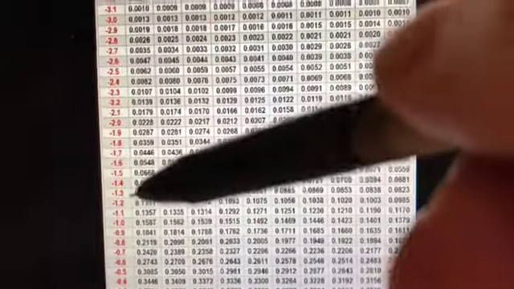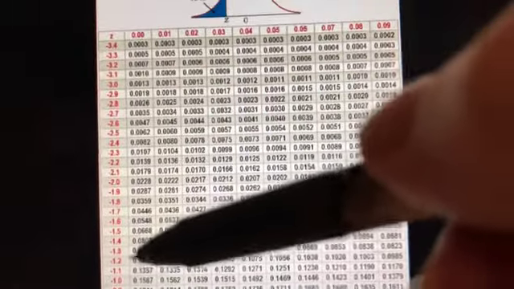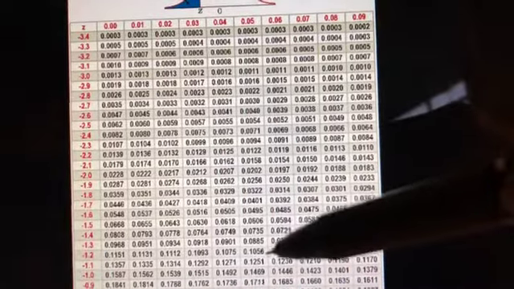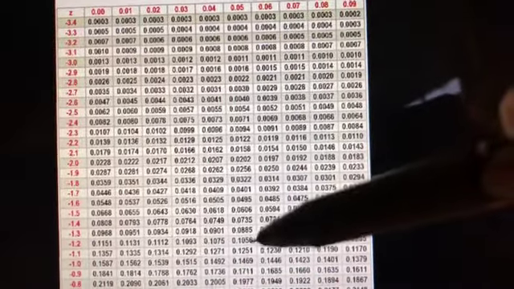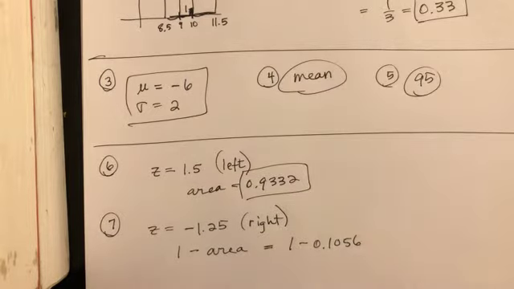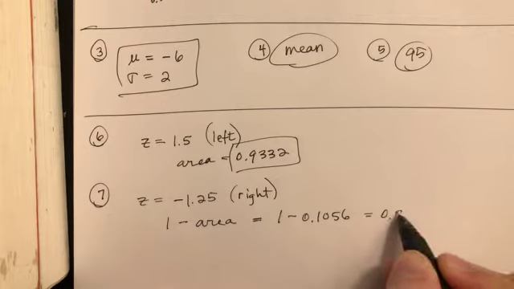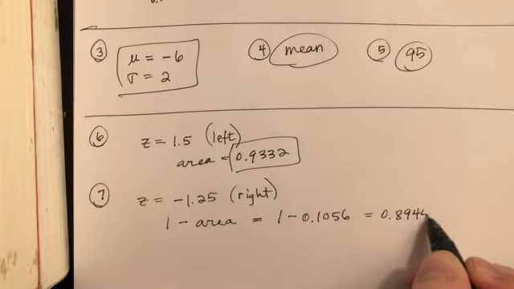Negative 1.2. Don't forget I go over to the 5 column, so this one. Negative 1.25 is 0.1056. So 1 minus 0.1056 should give me my answer, which is 0.8944.